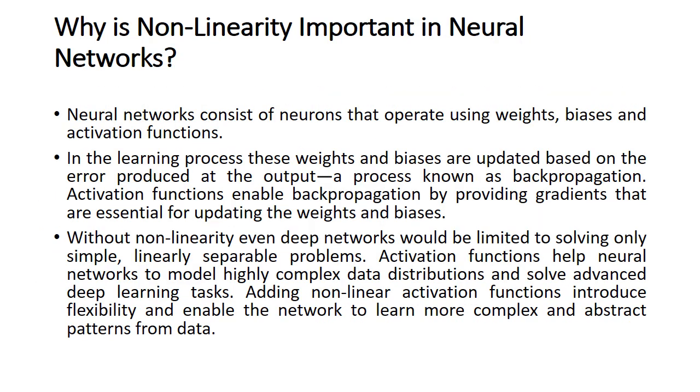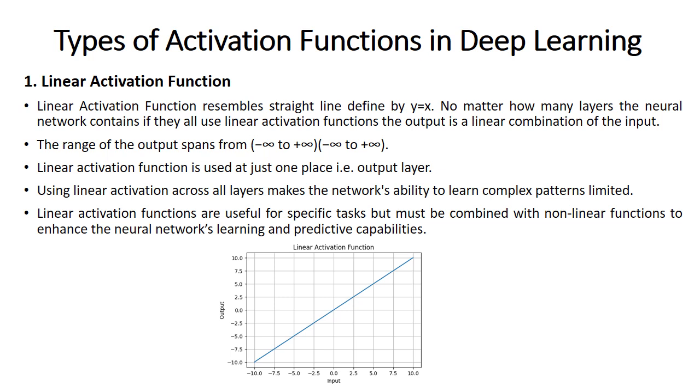A neural network consists of neurons that operate using weights, bias and activation functions. In the learning process, these weights and biases are updated based on the error produced at the output, which is called backpropagation. There are mainly two types of activation functions in deep learning. First is linear activation functions. Second is non-linear activation functions.